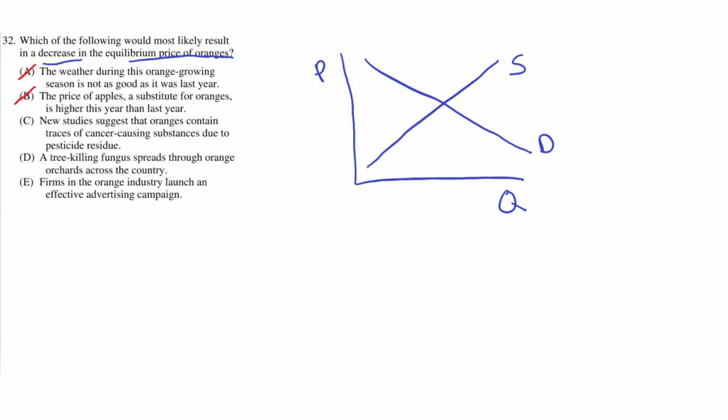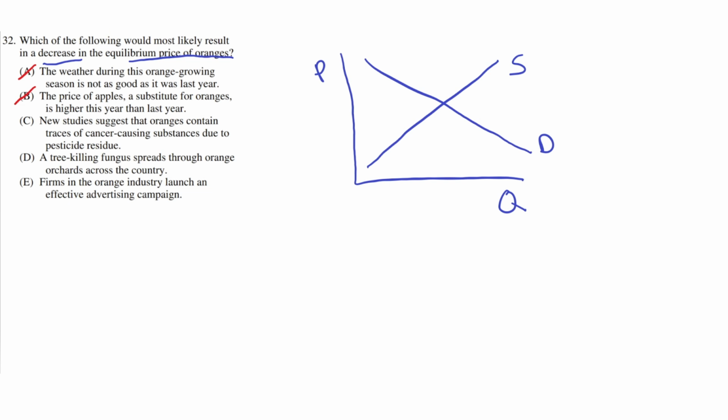C. New studies suggest that oranges contain traces of cancer-causing substances due to pesticide residue. So this highlights taste and preferences. And because of the study, we can tell that demand for oranges will decrease because it makes sense not to buy oranges if it causes cancer. So demand would shift to the left. And because of this, we can see that price would decrease below the equilibrium price. So C seems to be the correct answer.